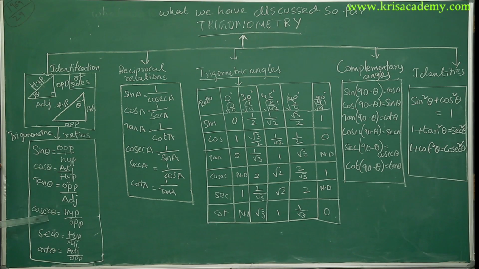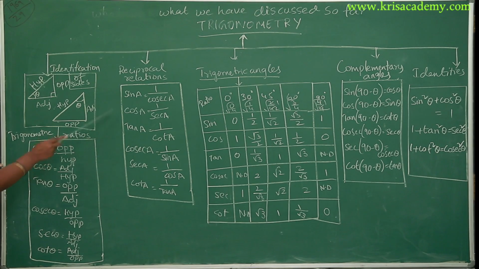Reciprocal of sin is nothing but cosecant. So reciprocal is nothing but interchanging numerator and denominator. Cosecant will become hypotenuse by opposite. Secant is reciprocal of cos, so hypotenuse by adjacent. Cot is reciprocal of tan, adjacent by opposite. These are the 6 trigonometric ratios of the second part of trigonometry.